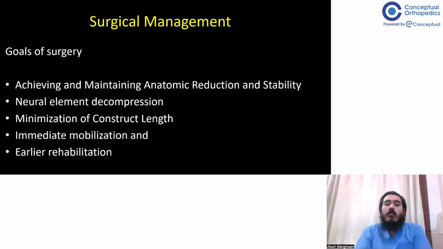So last time we discussed the conservative line of management: the brace, the medicines, the physiotherapy, and hot fomentation and everything. Whenever these patients are having unstable fractures along with deficit, and these injuries come in the category of surgical management, we are going to discuss that today.